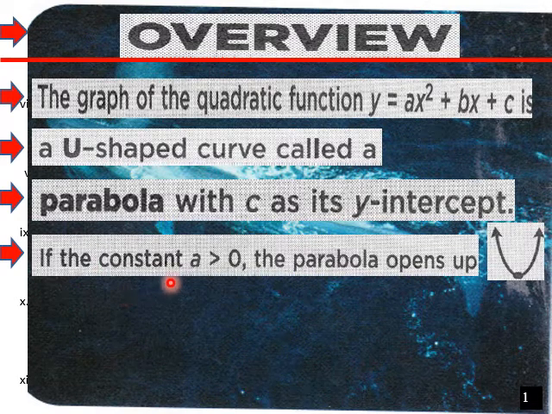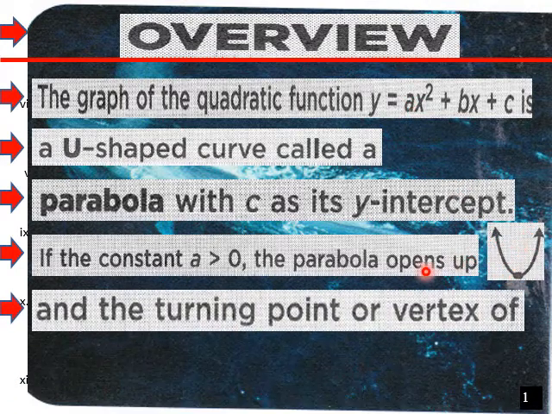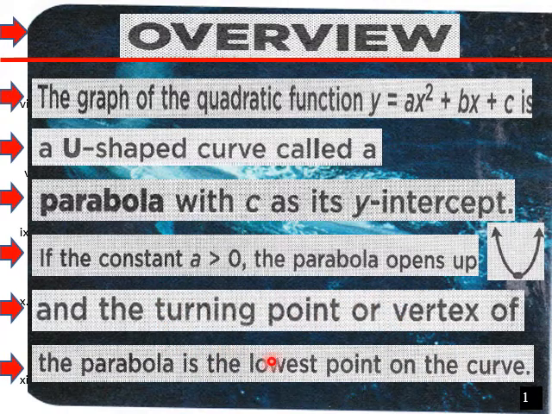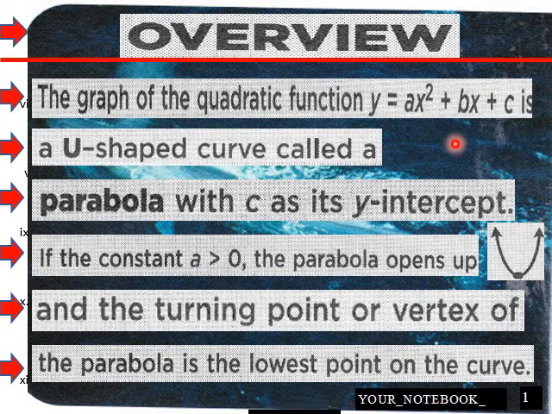If the constant a is greater than 0, the parabola opens up. So if a is positive, it opens up, and the turning point or vertex of the parabola is the lowest point on the curve, or the minimum. This would be the minimum of this parabola if a is greater than 0.